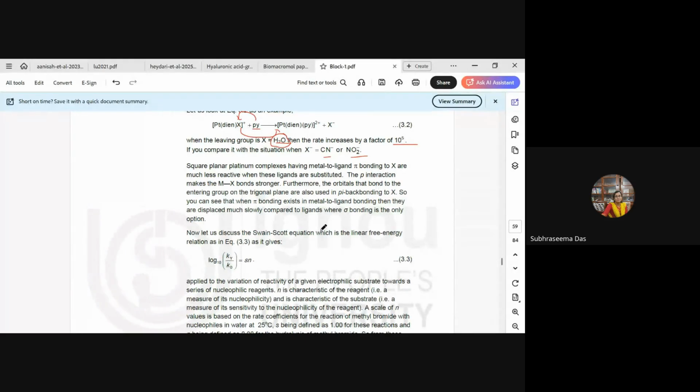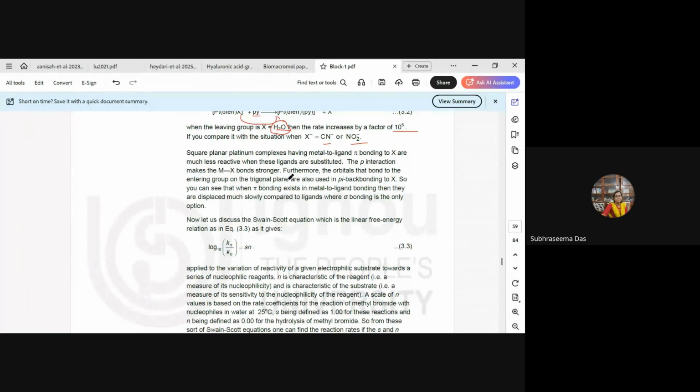So square planar platinum complexes having metal to ligand pi bonding to X are much less reactive when these ligands are substituted. The pi interaction makes the metal to X bonds stronger. Furthermore, the orbitals that bond to the entering group on the trigonal plane are also used in pi back bonding to X. So we can see that when pi bonding exists in metal to ligand bonding, they are displaced much more slowly compared to ligands where sigma bonding is the only option.